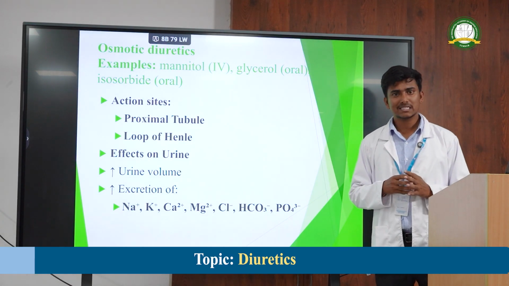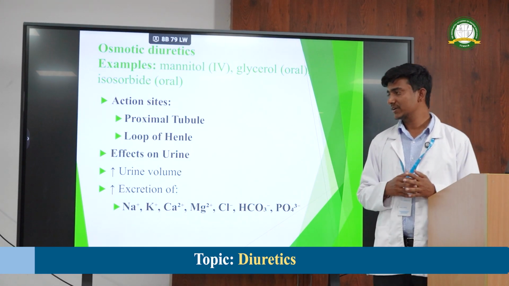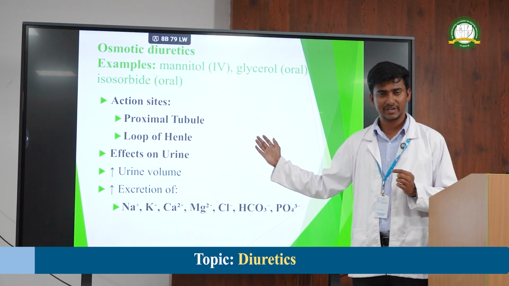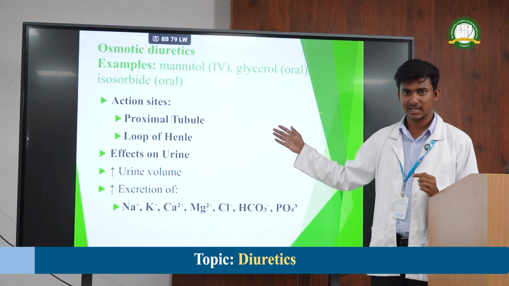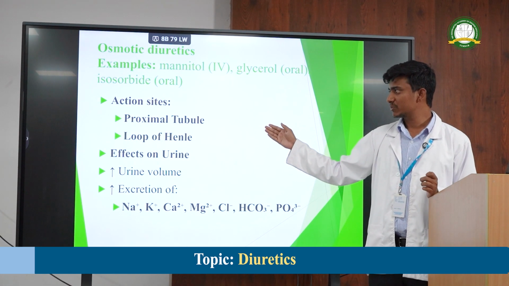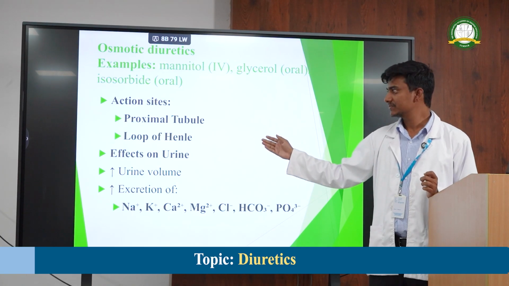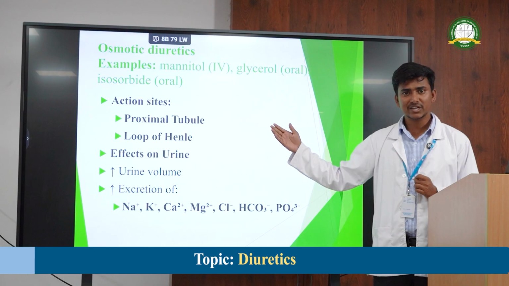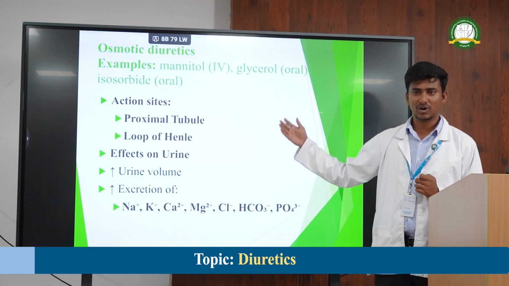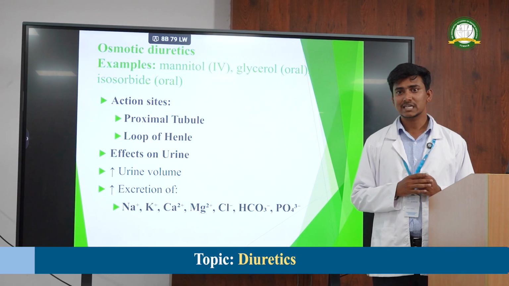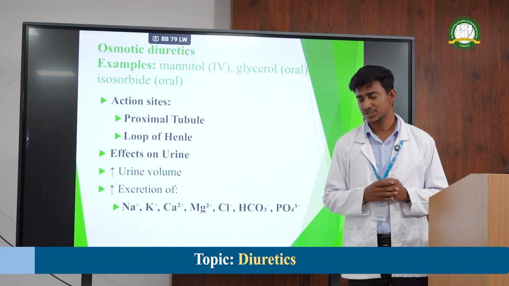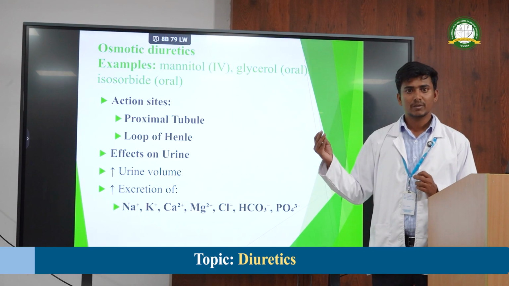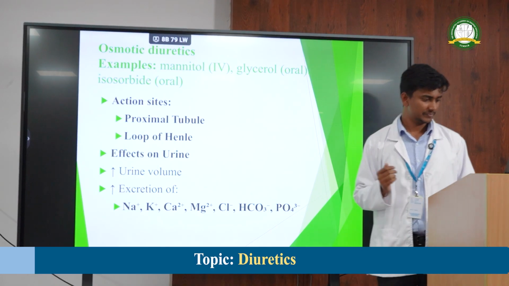Next, where is the site where these osmotic diuretics mainly act? They mainly act on the proximal convoluted tubule, as we already discussed in our earlier slide. They mainly act on the proximal convoluted tubule and loop of Henle. What are the effects of these osmotic diuretics? It results in increased urine output, or increase in urine volume, and it also causes increased excretion of sodium, potassium, calcium, magnesium, chloride, bicarbonates and phosphates.